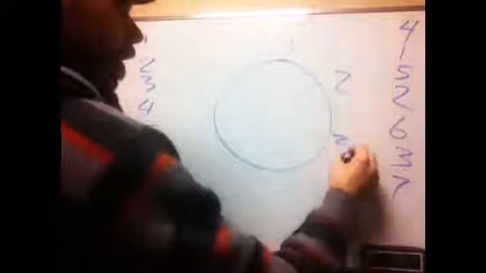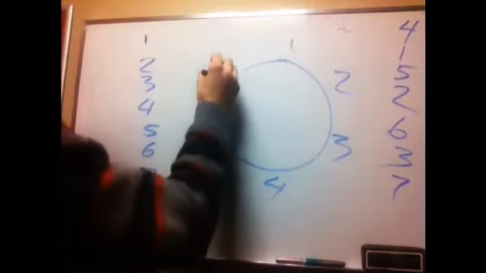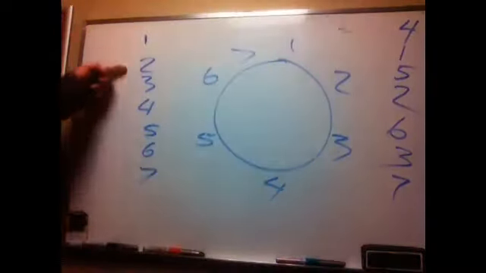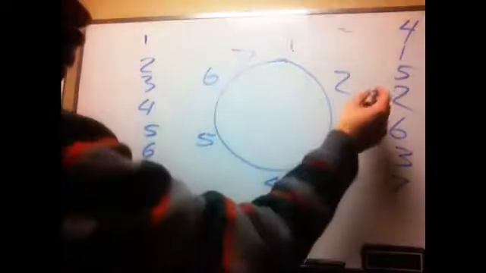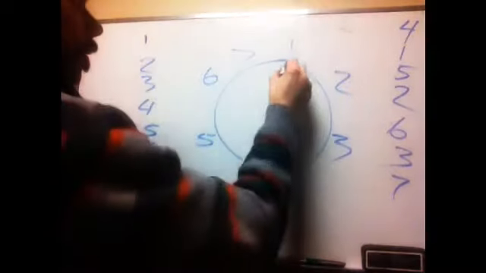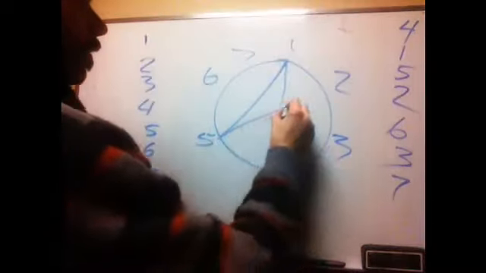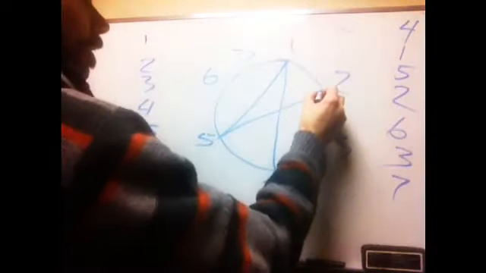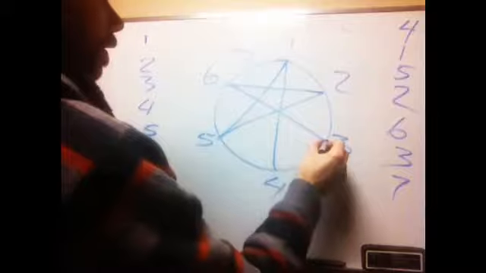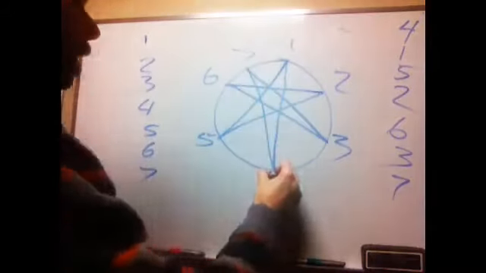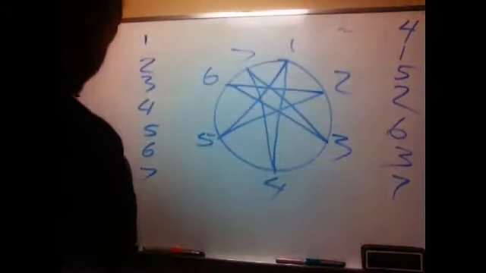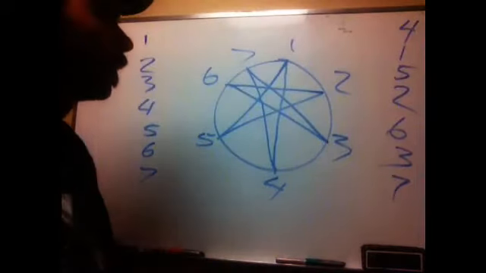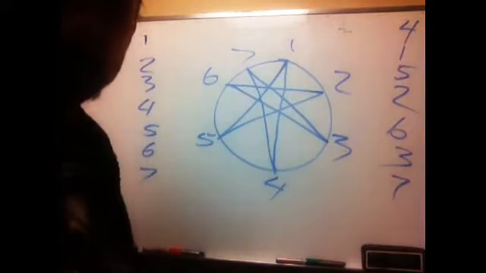Draw a circle. 1, 2, 3, 4, 5, 6, 7. Just like that. We're going to connect the dots, connect the numbers. 4, 1, 5, 2. Just like that. 6, 3, 7. And we'll just connect it back to the beginning to finish it up. It's a really cool looking 7-pointed star.